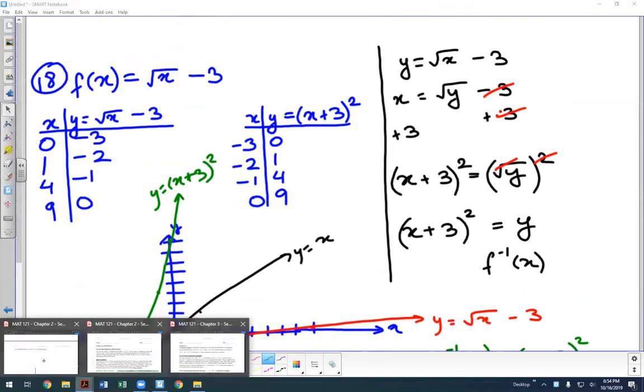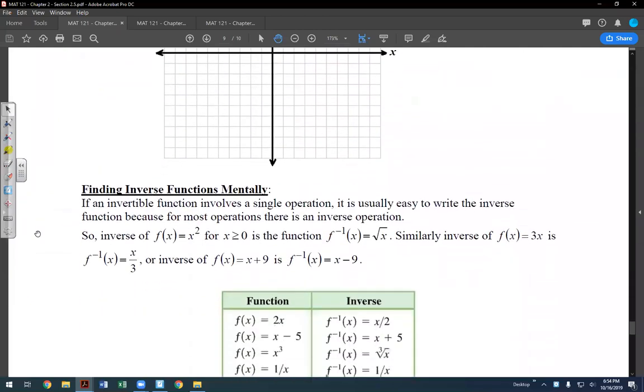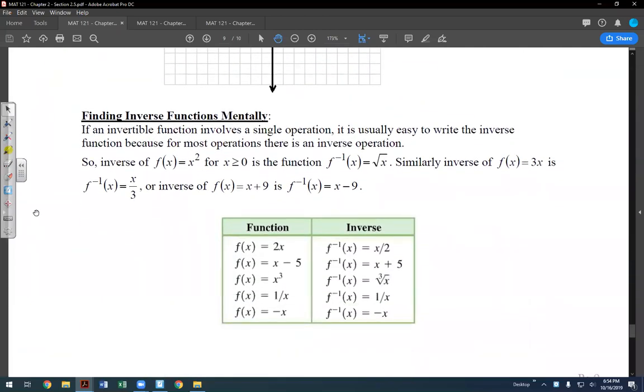Okay, so we're actually at the last part of this handout, which is talking about, instead of using the switch and solve method, can we actually find our inverse functions just mentally, just by looking at what operations are happening and how can we find its inverse. So they're telling us if an invertible function involves a single operation, so if it's just a plus, just a cube root, just a division, then it's going to be easy to write the inverse, because you just use the opposite operation. But what happens if you have more than one operation, right?